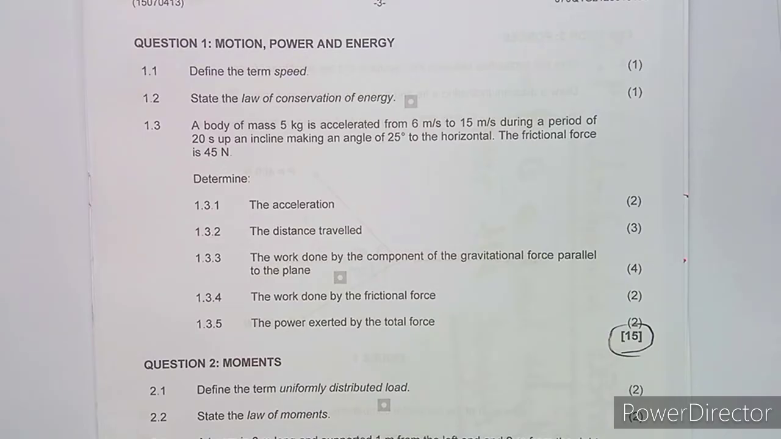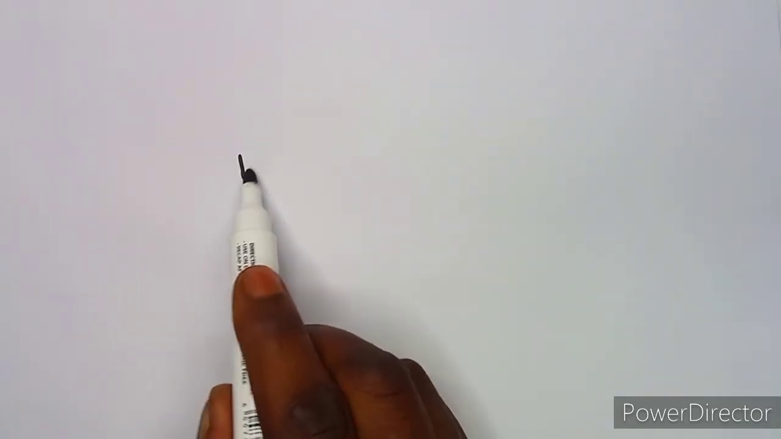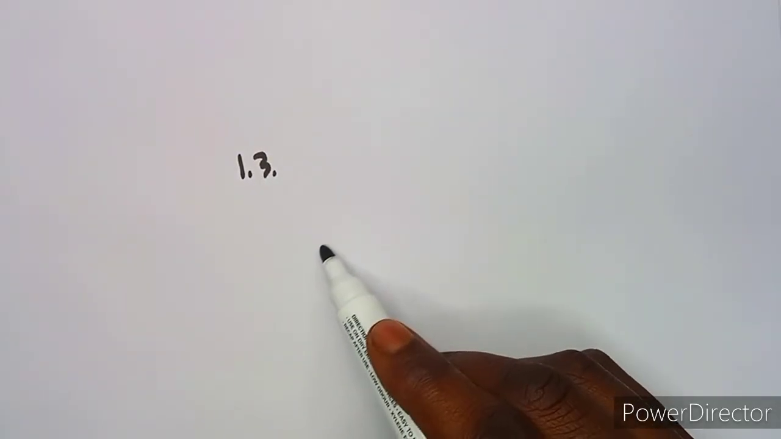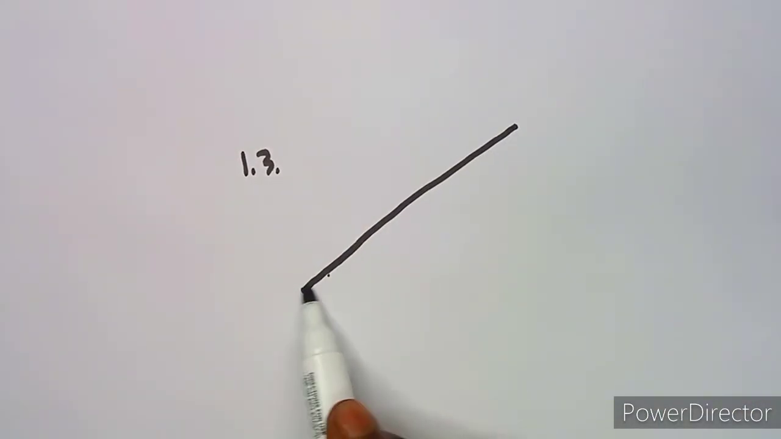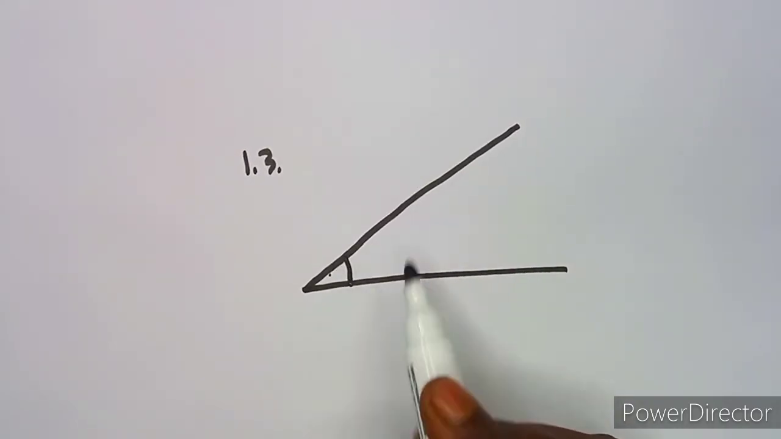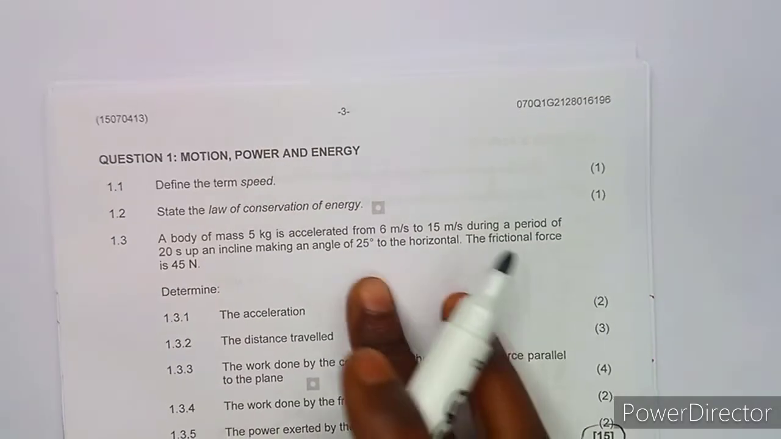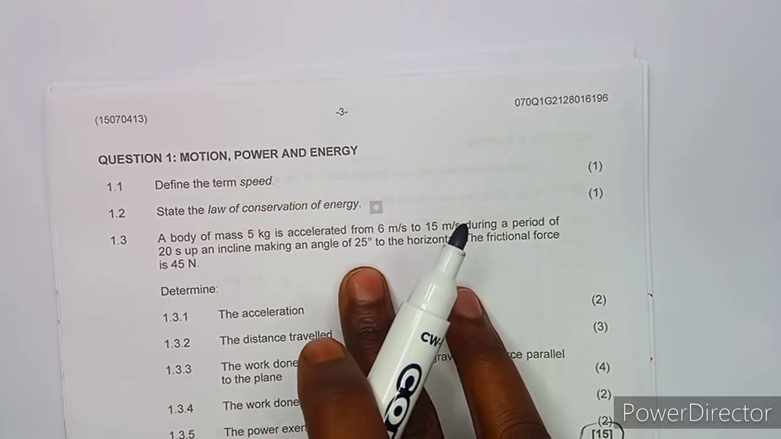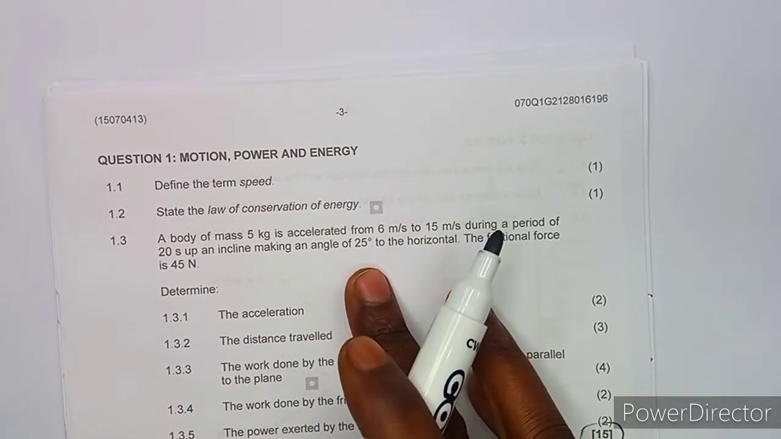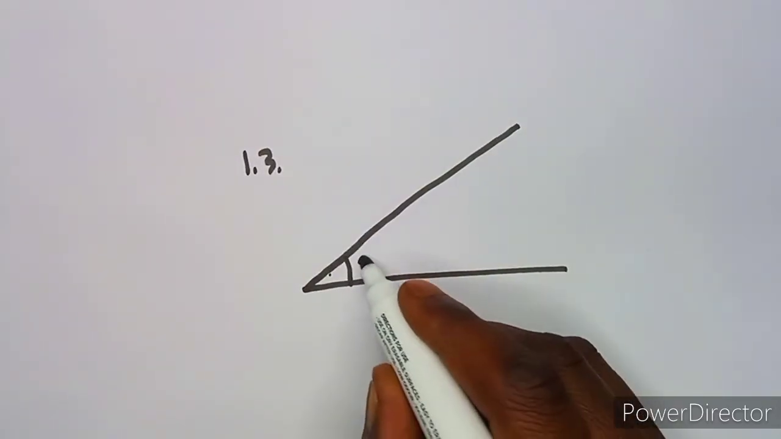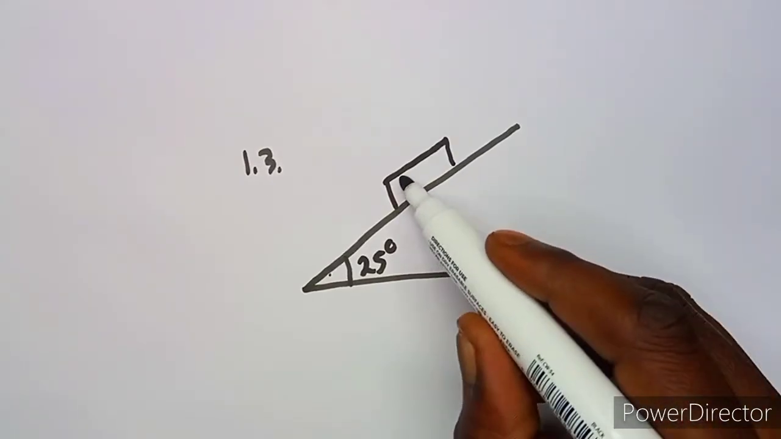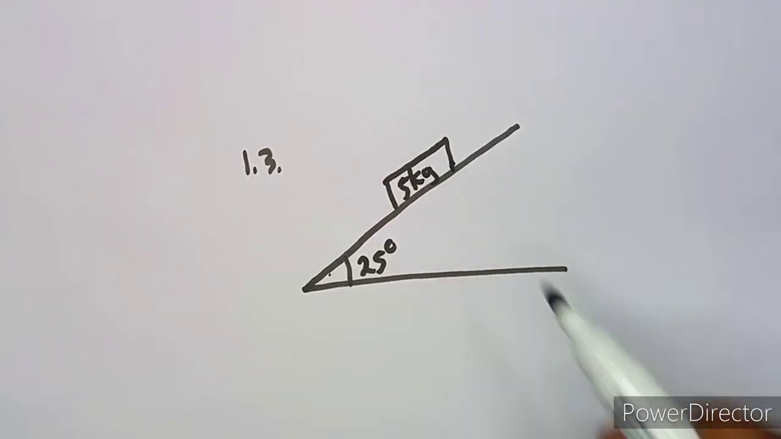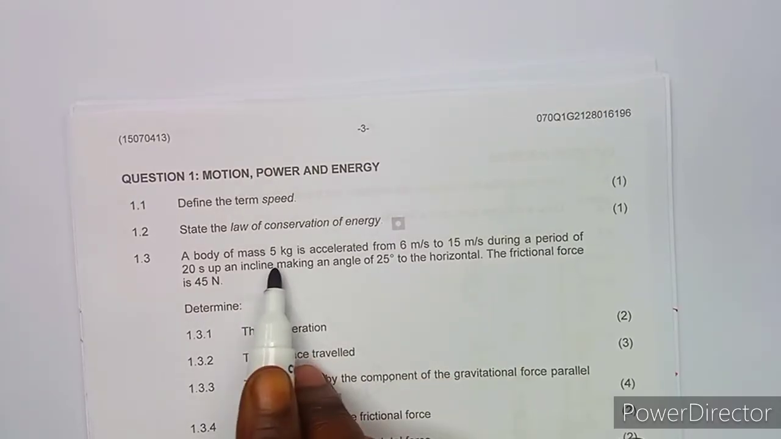All right, what do we have here? This is a body which is up an incline. So it's something like this. This incline is making an angle of 25 degrees. Take note, the incline is making an angle of 25 degrees there. So this body has a certain mass, which is 5 kgs.